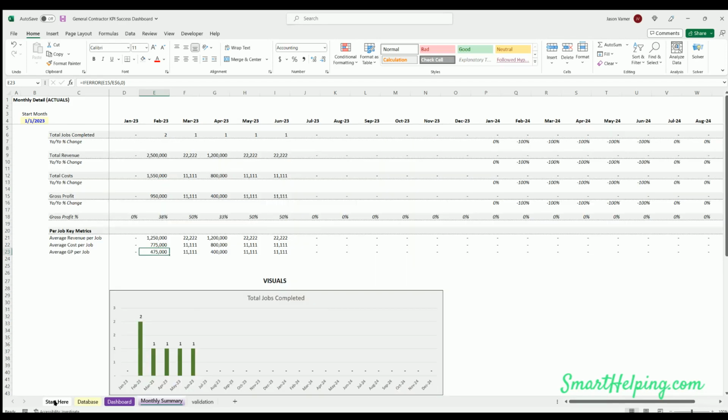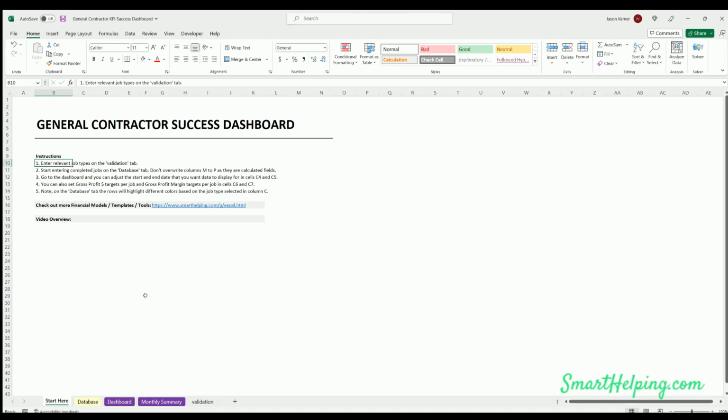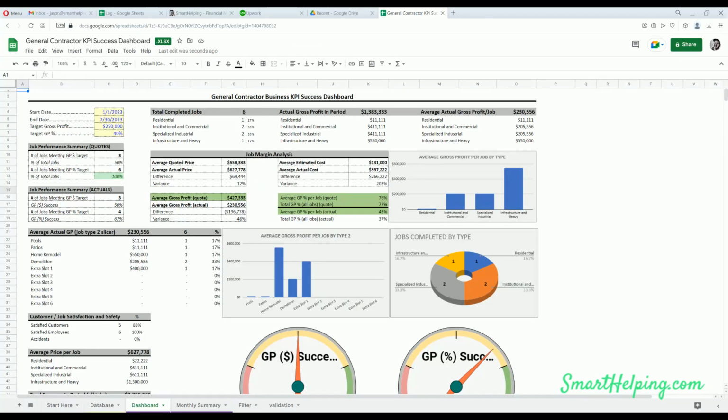Okay, so that's this. Remember, you can download the spreadsheet in the link below in the link box. Let me look at the Google Sheet version. It has a couple additional things that are not in the Excel version.